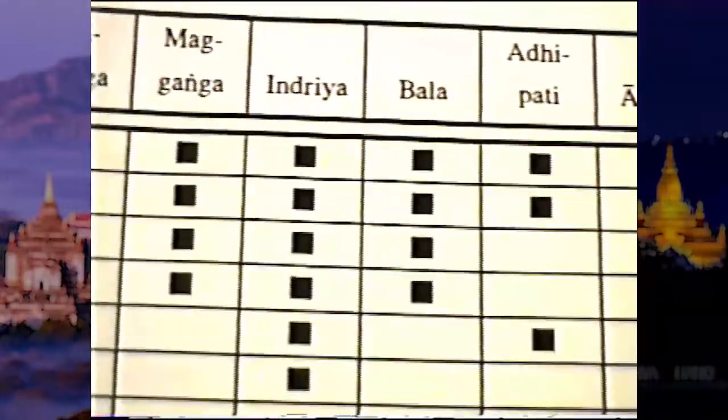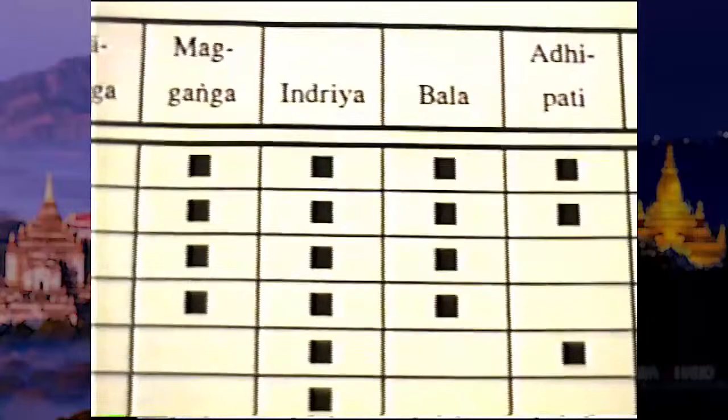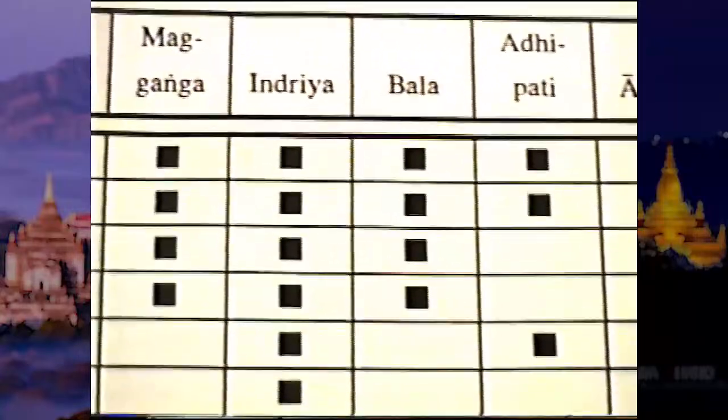Sati has 3 names: Maganga, Indriya, Bala. What is Maganga? Samma Sati. Indriya, Sati Indriya. Bala, Sati Bala. And then Chitta has 3 names: Indriya, Adhipati and Ahara. When it is Indriya, what is it called? Manendriya, mind faculty. Adhipati, Chitta Adhipati. And Ahara, Vijnanahara.